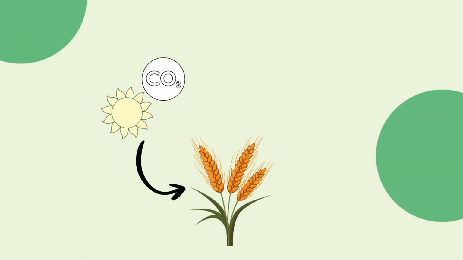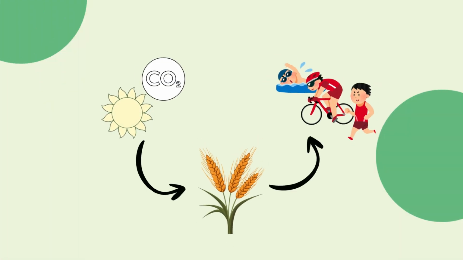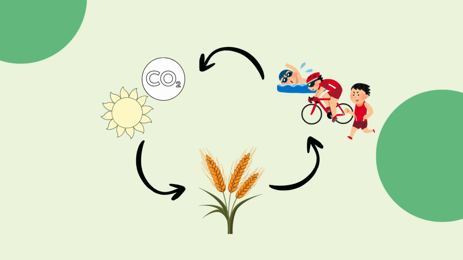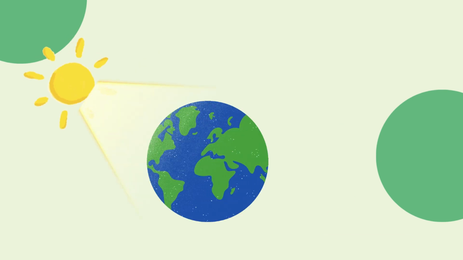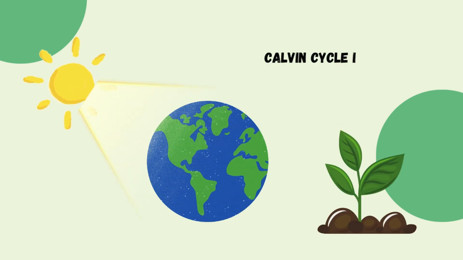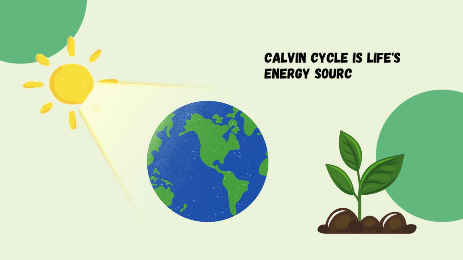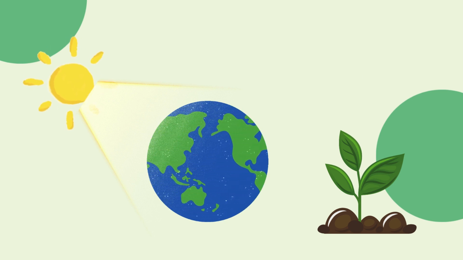Life depends on energy flowing through the world, from the sun to plants, and from plants to all living beings. The Calvin cycle keeps this energy moving, connecting all forms of life. Truly, it is the heartbeat of life. The Calvin cycle is life's energy source.